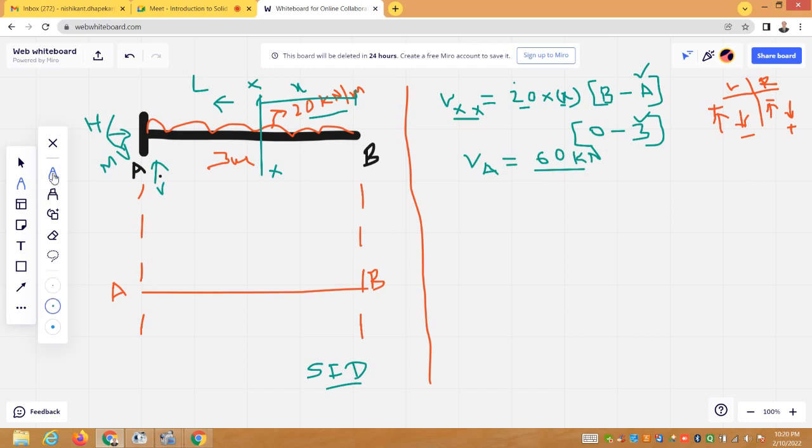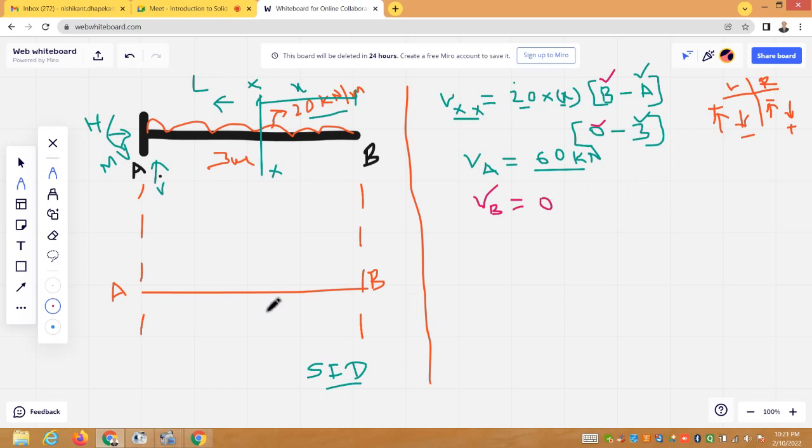Now try to calculate the shear force at the other extreme end, that is the shear force at B. Now the shear force at B will be equal to, when you substitute the value 0, 0.